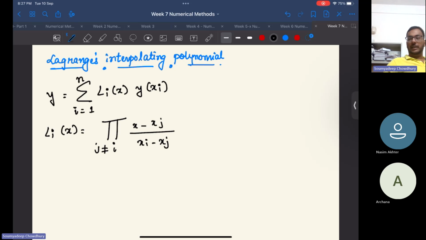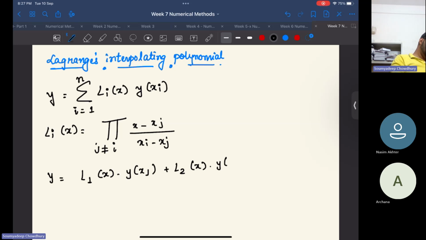This is the formula for the Lagrange's interpolating polynomial. And then suppose now if I expand this, what we will get? The first equation, if I expand for i equal to 1, it is L1 of x into y of x1 plus L2 of x into y of x2, dot dot dot. So this is this one.